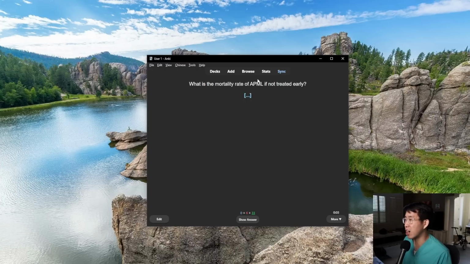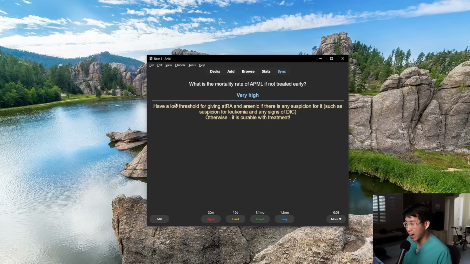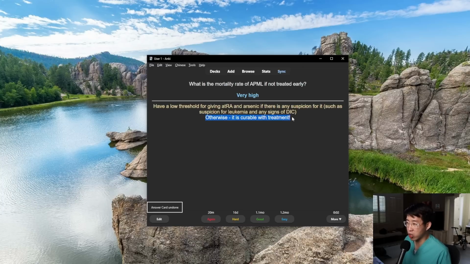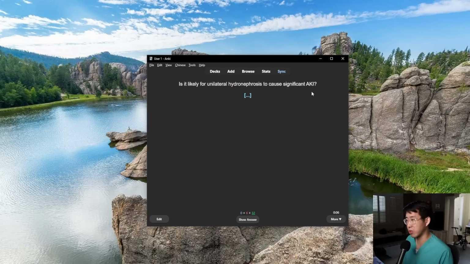What is the mortality of acute promyelocytic leukemia if not treated early? It's very high. So if you have any suspicion for APML, you should have a low threshold for giving all-trans retinoic acid and arsenic if there is any suspicion for it. But it is curable with the appropriate treatment. So it does have a good prognosis if you start them on good treatment right away.